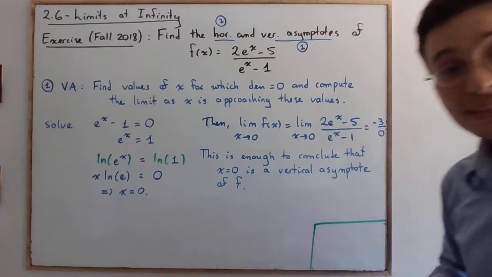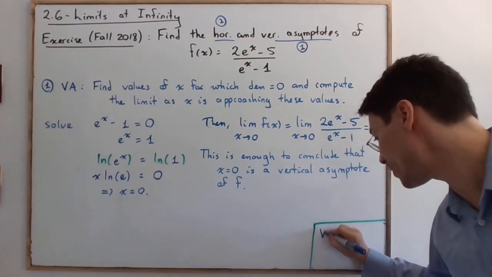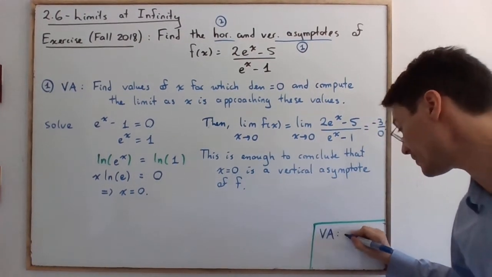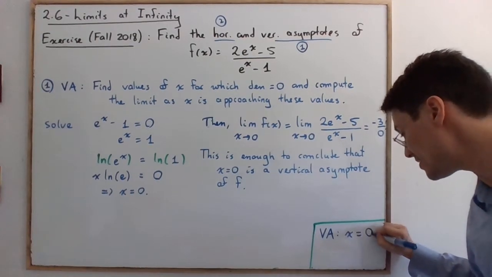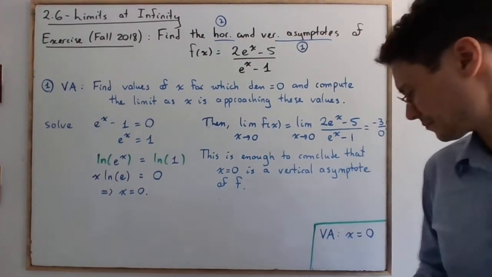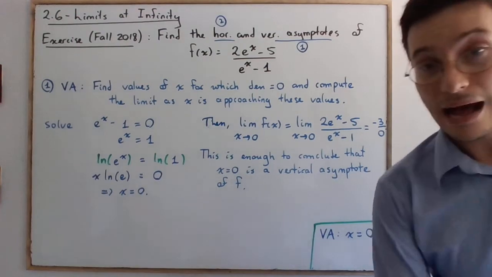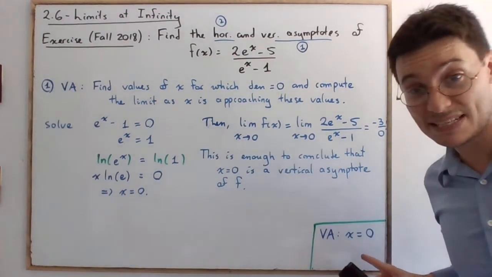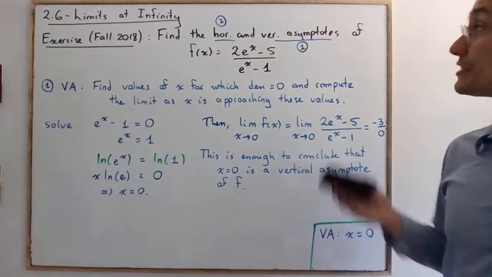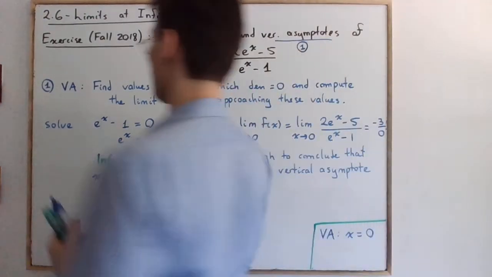Okay. So we know that it has a single vertical asymptote. We know that the vertical asymptote is x equals 0. Okay. I will erase everything except this little box. And we will go for the horizontal asymptote, step number 2.